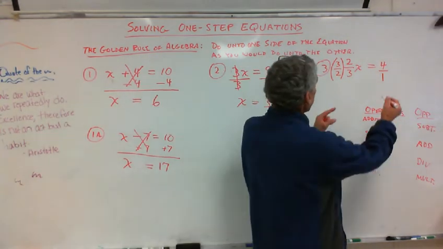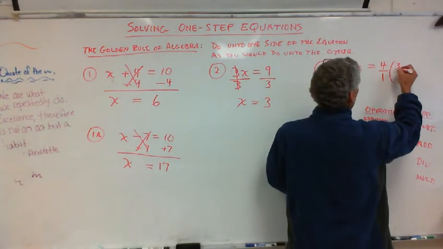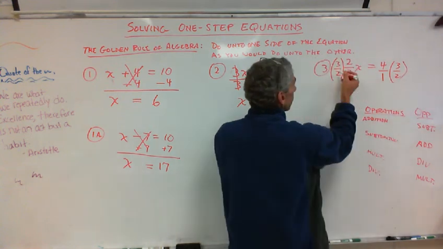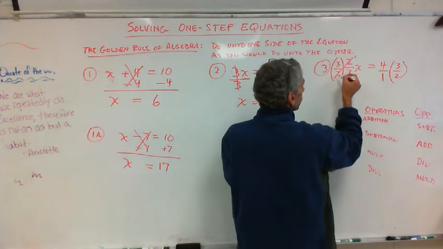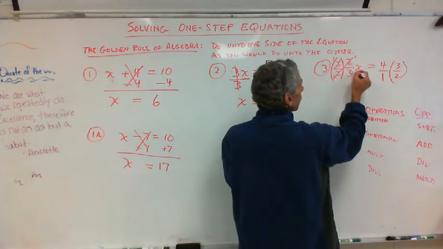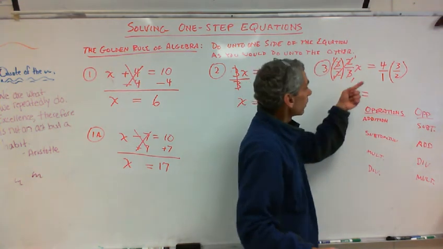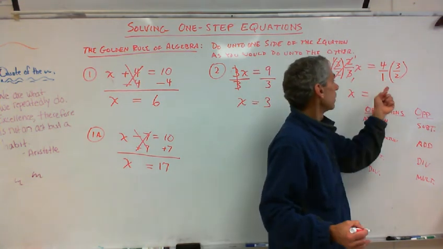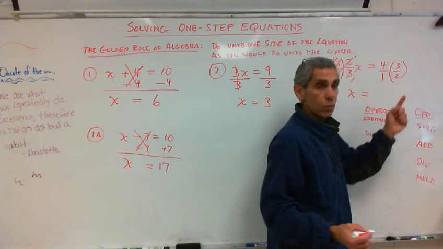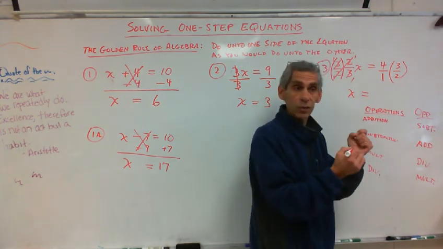So, now I've got to do the same thing with this side. I have 3 halves. Okay? So these, look, 2 goes into 2 ones, 2 goes into 2 ones, 3 goes into 3 ones, 3 goes into 3 ones. That just gives me x is equal to. Now I could just multiply 4 times 3, 12, over 1 times 2, or I could do my upstairs, downstairs reducing, right?